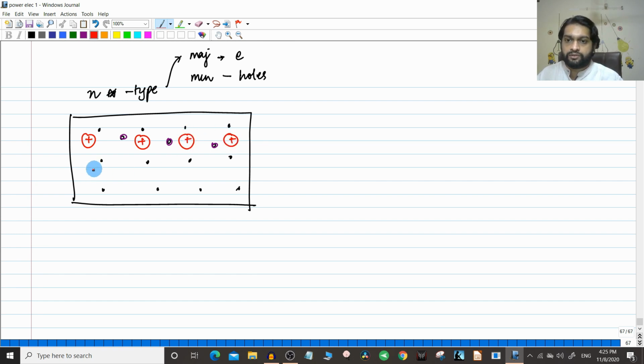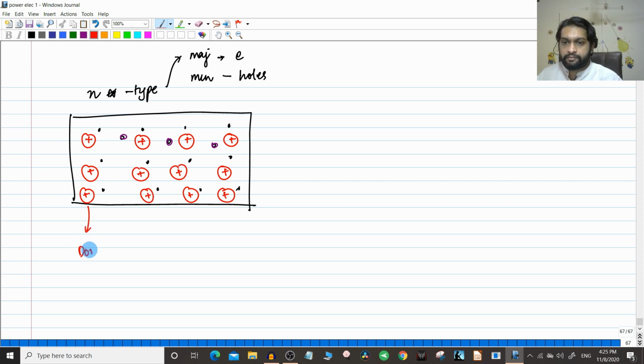Okay. So for every free electron, you will have a positive charge, right? Positive, because every atom will provide a free electron. So you can just draw the same number. Okay. So what is this?